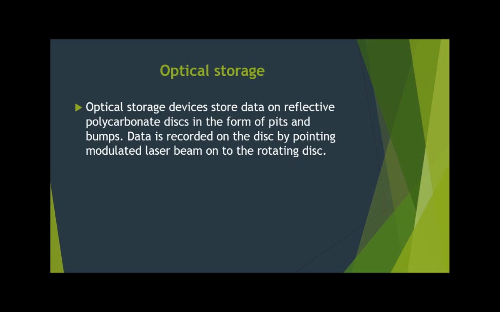6. Optical storage. Optical storage devices store data on reflective polycarbonate discs in the form of pits and bumps. Data is recorded on the disc by pointing a modulated laser beam onto the rotating disc. This makes a series of tiny pits which don't reflect light and bumps that reflect light. For reading the data, a low-power laser beam is focused on the track and the reflected beam is directed to a photodiode. The photodiode detects the presence of pits and bumps from the reflected laser beam and converts it into bits and bytes of information.